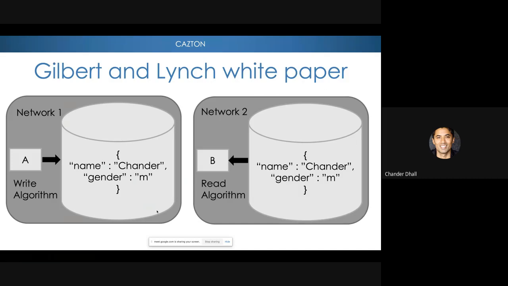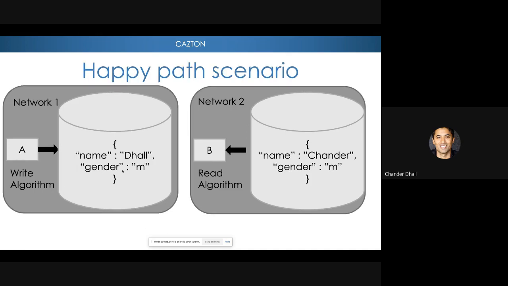So one of the things that the Gilbert and Lynch white paper teaches is, let's say I'm in the United States, and that's network number one. Your network is Lebanon, and I've got that here, right? Now, my name changes, and I want to make a change. That data has to be in both the places. So I send an update message, and it changes my name over there. So now I have data in both the places, and I'm like, great, okay, that works.